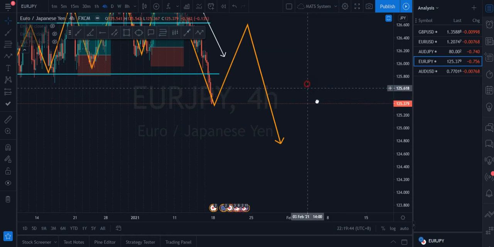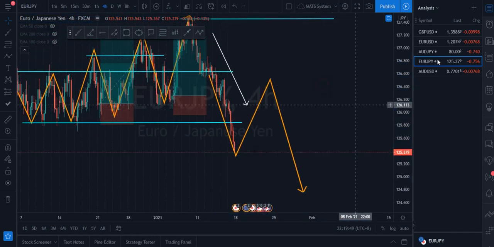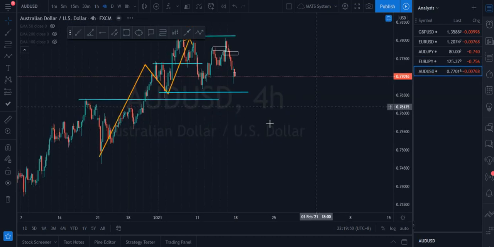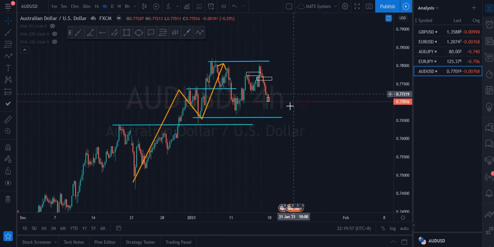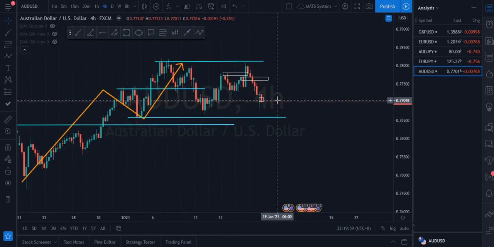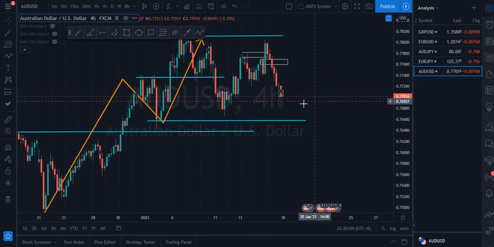Alright, okay, this is for EJ. Still waiting. Okay, then Aussie dollar. Aussie dollar has a very similar structure to Aussie yen. A rejection bar formed over here, and yeah, I would actually wait and do an entry immediately on Monday.